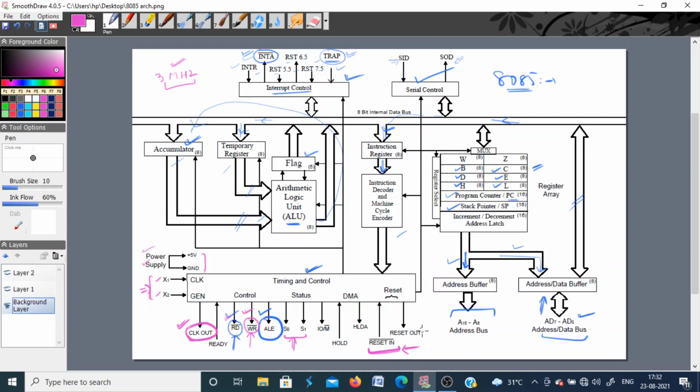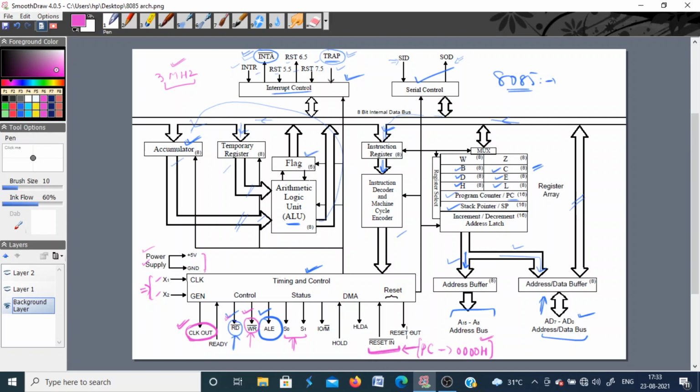Okay, which wants to reset the processor. So when you reset the processor, the program counter is basically reset. It goes to the starting memory location 0000H. It means the execution of the programs will now start from the starting address. This is the meaning of resetting.